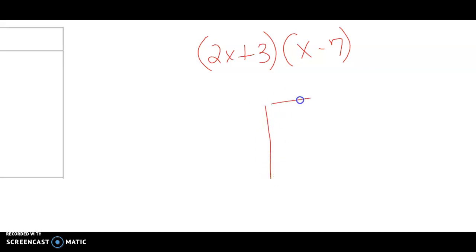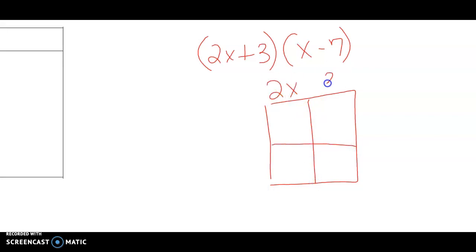For example, if I told you to multiply 2x plus 3 times x minus 7, again, just making up some stuff here. If I were to multiply this in my box, I would need to make a 2 by 2 box and put a 2x here, a 3 here, x, and negative 7 here. The order doesn't matter, but you must keep the 2x and the 3 together, and the x and the minus 7. And again, why am I reviewing this?